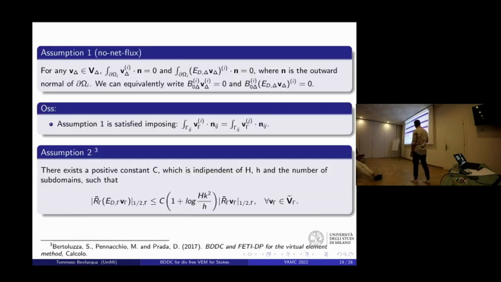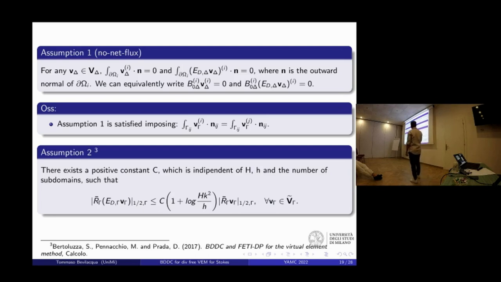The first one is called the non-flux condition, and you basically require that the integral of the normal component of the dual velocity is equal to zero across the interface. And the second one is simply related to the stability of the edge average operator. To have this type of property, you only need as primary constraint the vertices of each subdomain.